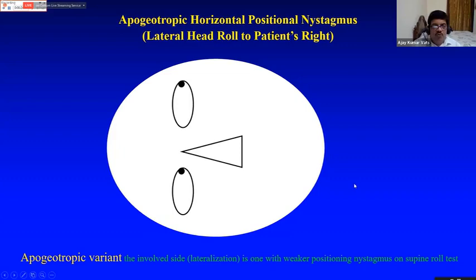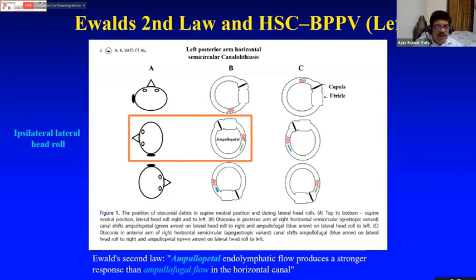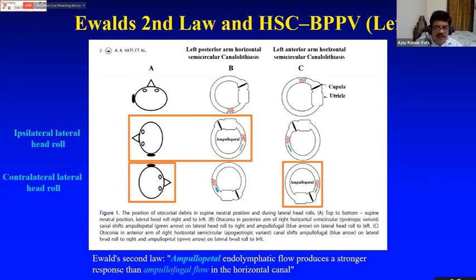Why does this occur? This is exemplified with left-sided horizontal semicircular canal BPPV of posterior long arm and anterior short arm canalolithiasis. In the long arm canalolithiasis of the posterior arm, lateral head roll to the same side causes an ampullopetal deflection, while in the anterior arm canalolithiasis, the contralateral head roll elicits an ampullopetal deflection, and ampullopetal deflection causes a stronger nystagmus. That is in accordance with Ewald's law.